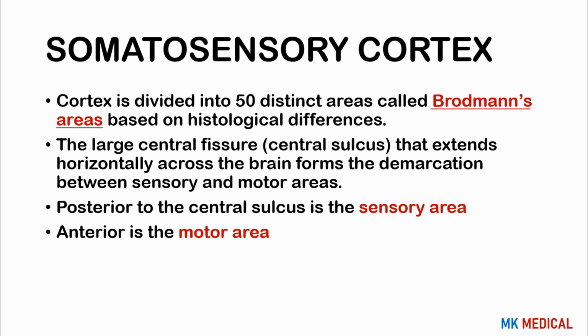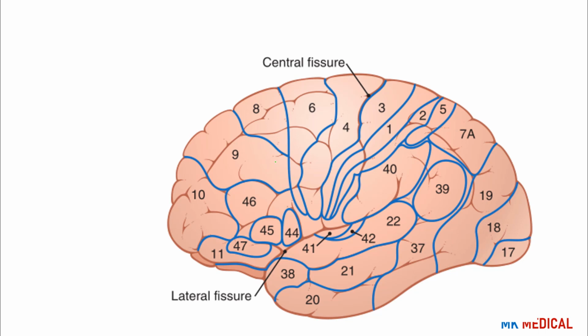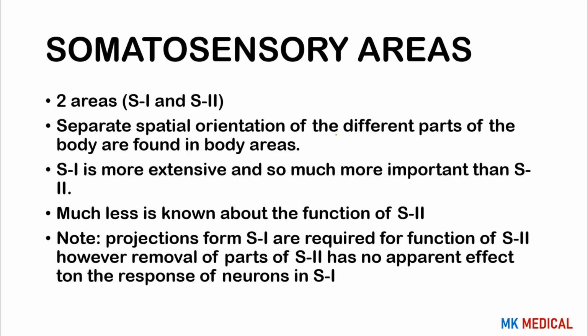So there are different areas on the brain that are given numbers, which are known as Brodmann's areas. You have these different numbers, as we can see. For now, I want you to know about area number 3, area number 1, and area number 2, which are the sensory areas. Area number 4 and area number 6 are going to be motor areas. So those are the ones that I want you to know. For the sensory areas, you have two areas, somatosensory area number 1 and somatosensory area number 2.